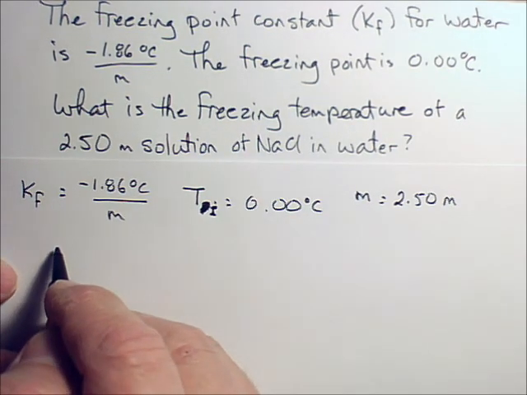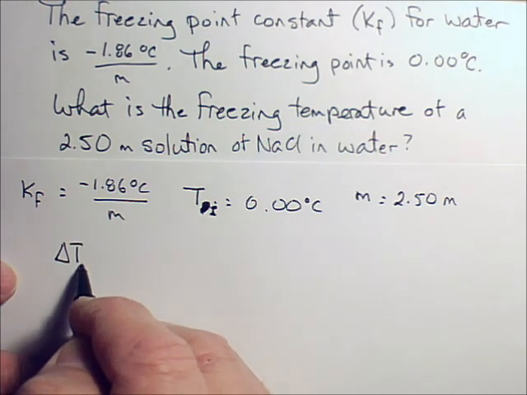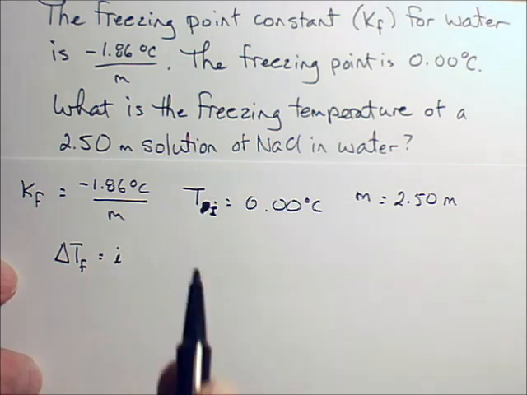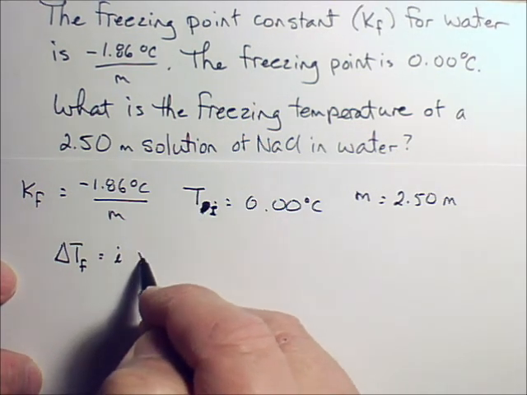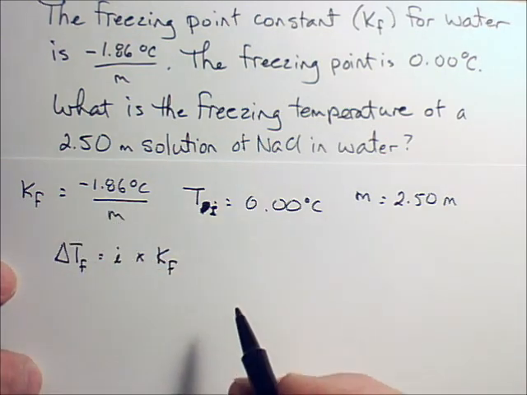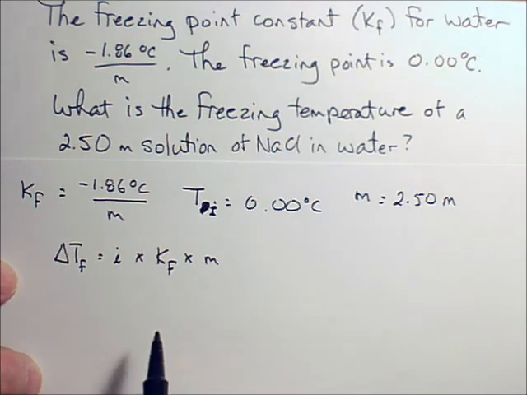Let's see, there are two equations we need to use for this. One of these, for the change in the freezing temperature, the change in temperature of freezing, is equal to i, which is the van 't Hoff factor, times K sub F, that value right there, times m, which is that value right there.